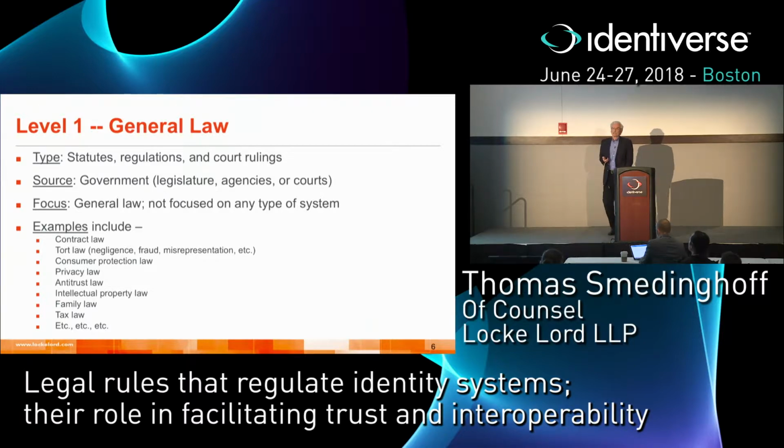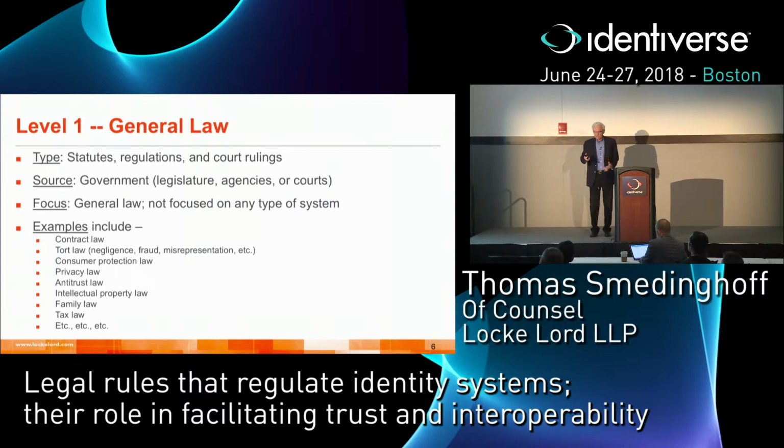So general law. General law is law that's been around for hundreds of years, potentially, right? It's very basic law. It's statutes, it's regulations, common law through court decisions. It's the law that governs the stuff we do. The source is a government, obviously, a legislature, a court, a regulatory agency, and so forth. But the key thing is, it was not written with identity systems in mind. In fact, most likely it was written before they were conceived of.